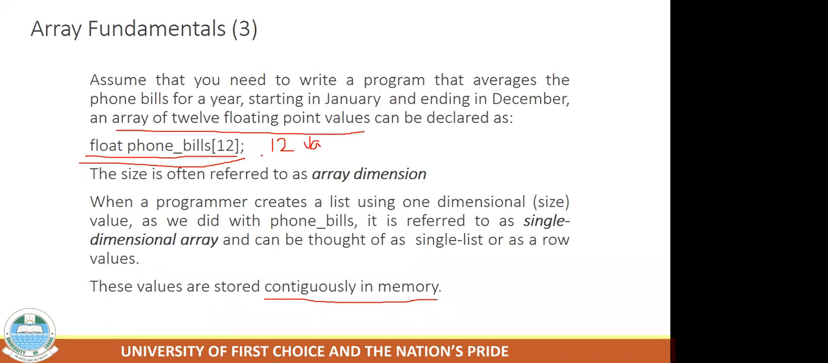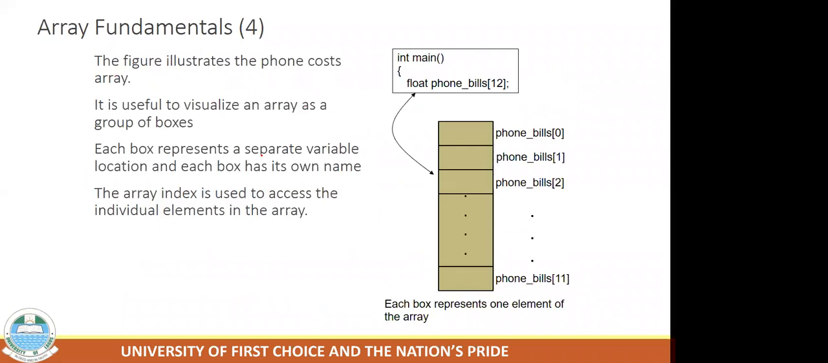Okay, so let's move on. So this figure illustrates the phone bill or phone cost array. It is useful to visualize an array as a group of boxes, as a stack of boxes, where each box represents what? A separate variable location, and each box has its own name, right? So the array index is used to access the individual element.